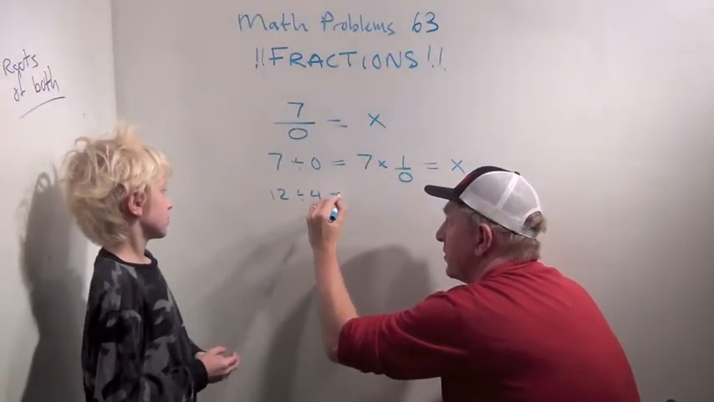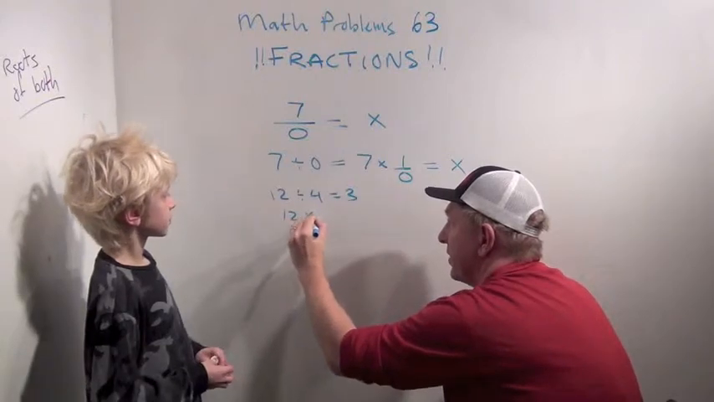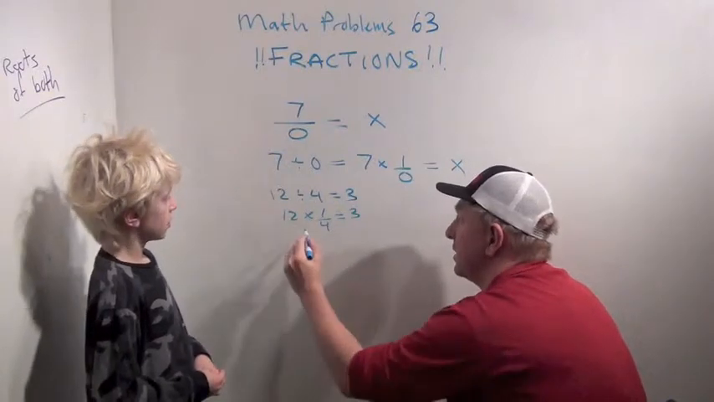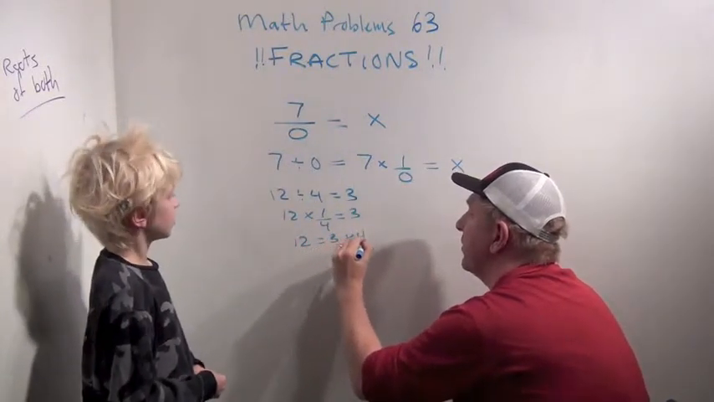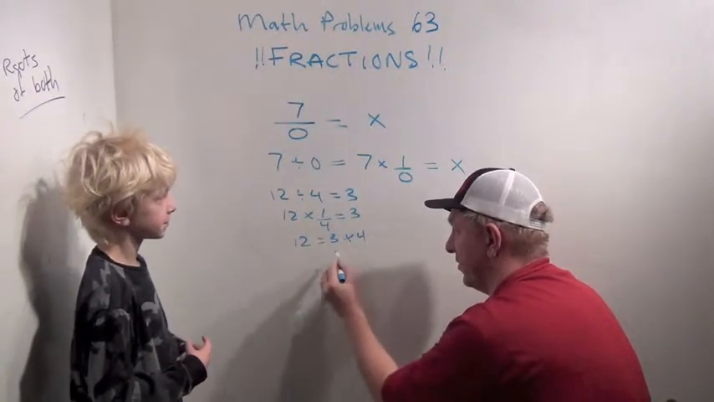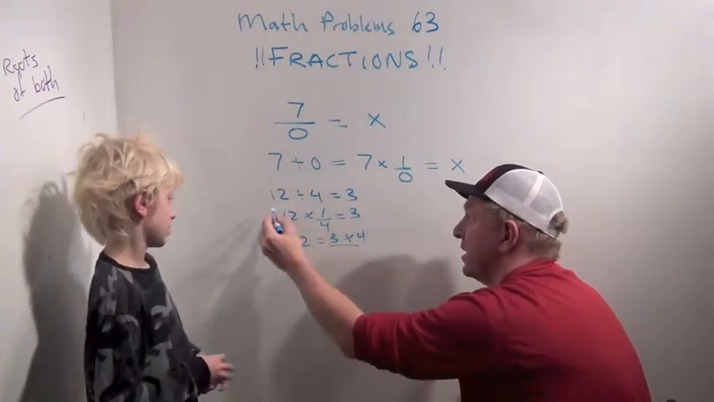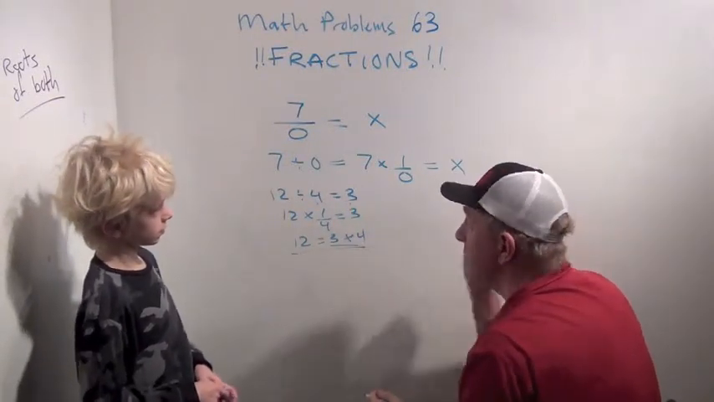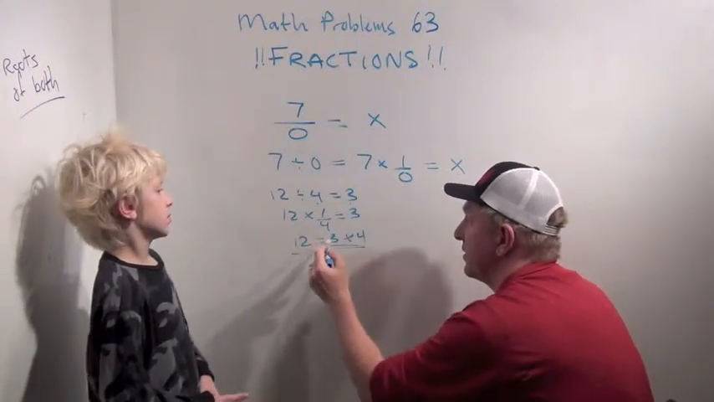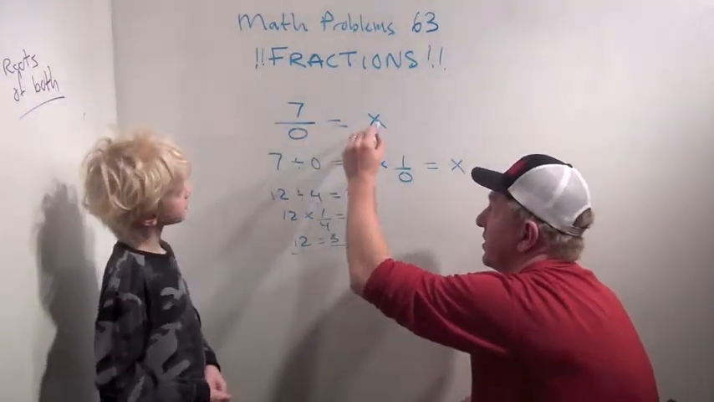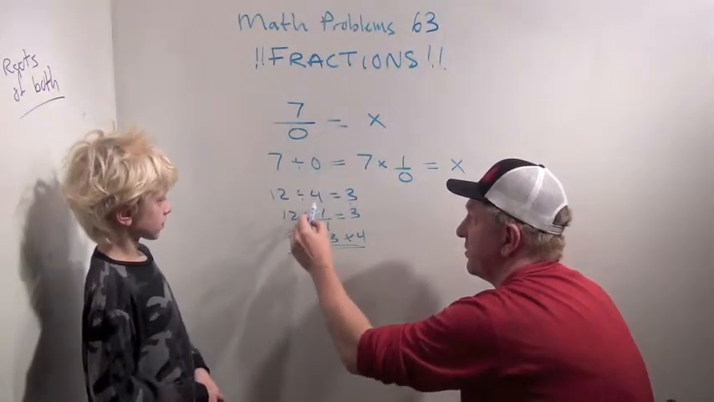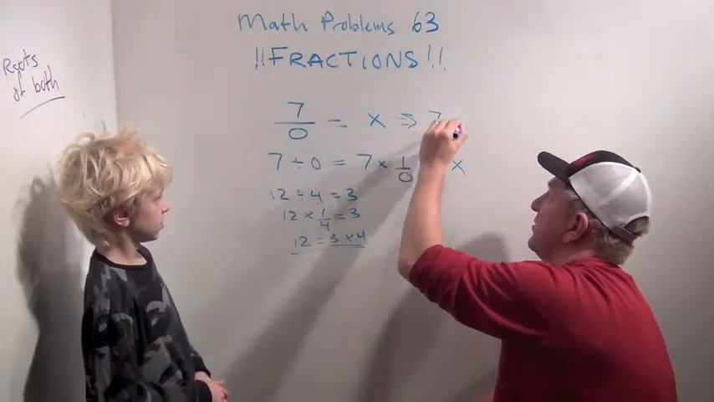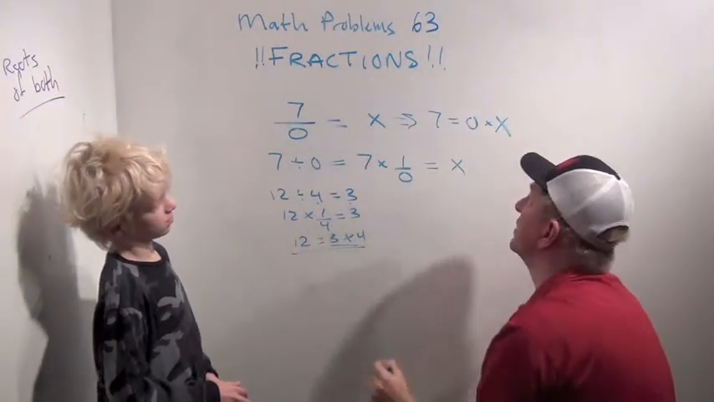12 divided by 4 equals 3 means 12 times 1/4 equals 3. Or it also means 12 equals 3 times 4. Right? Is that true, by the way, that 12 is 3 times 4? Yep. Okay. And 12 divided by 4 equals 3, or 12 times 1/4 is 3, and 12 equals 3 times 4. So let's use this idea of thinking about division. 7 divided by 0 equals x. Well, 12 divided by 4 equals 3 meant 12 equals 3 times 4. So this must mean 7 equals 0 times x.